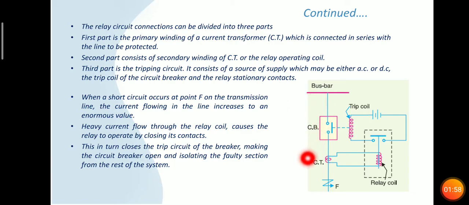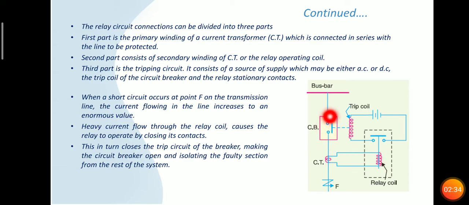Consider a transmission line which is to be protected. In the transmission line, a circuit breaker is connected. These all are parts of the relay coil. The main parts are a current transformer or a potential transformer. Here current is measured, so we are using a current transformer. The primary winding of the current transformer is connected in the transmission line to be protected, and the secondary winding of the current transformer acts as the relay coil.